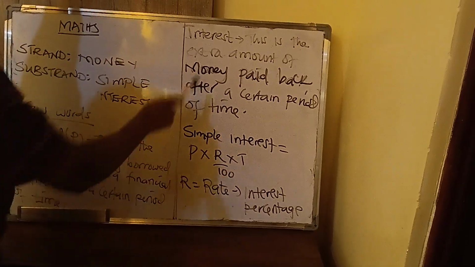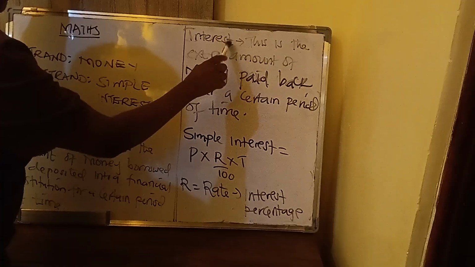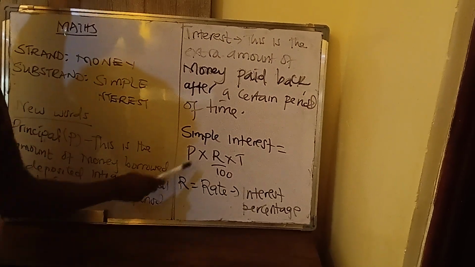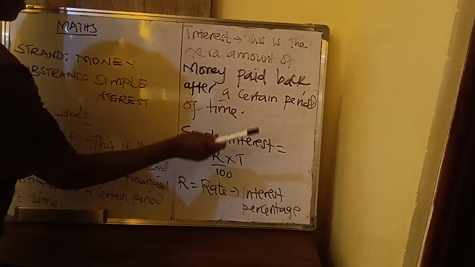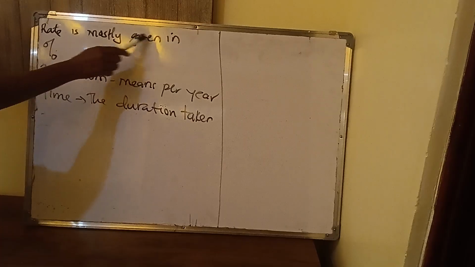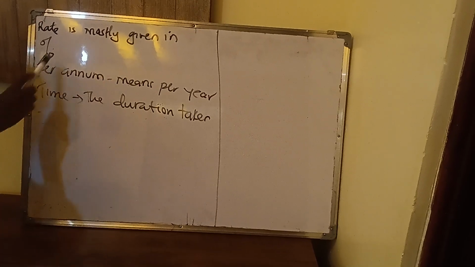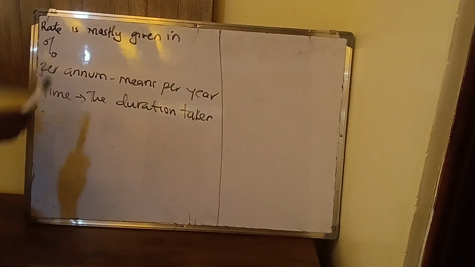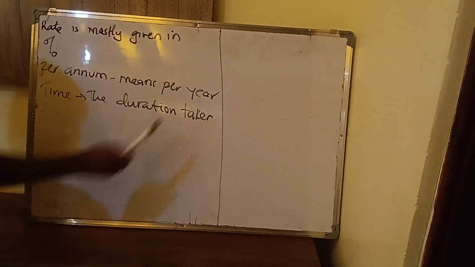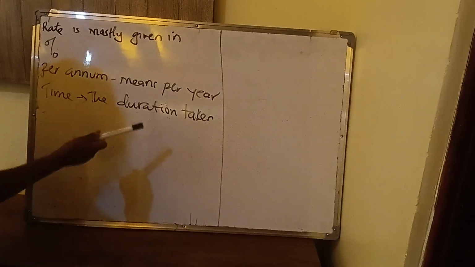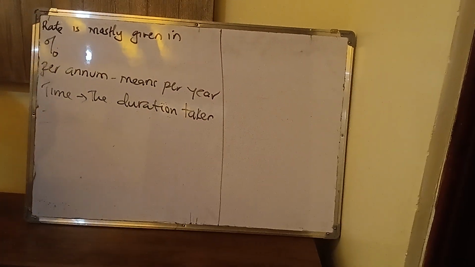Then we also have interest now. The interest which we have said, we have the formula of getting simple interest, which is given by principal times rate times time. Time, it is the duration. So rate is mostly given in percentage and it is also given per annum, which means per year. Are we together? Then the time is the duration that the money is going to take, either where you have deposited or the time taken to return the money that you have borrowed.